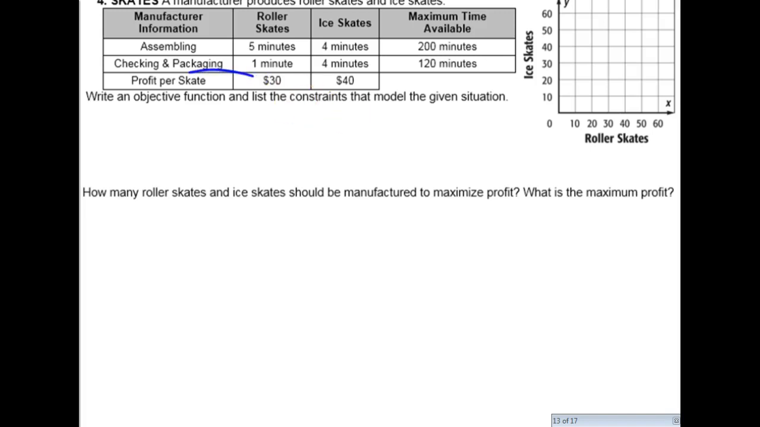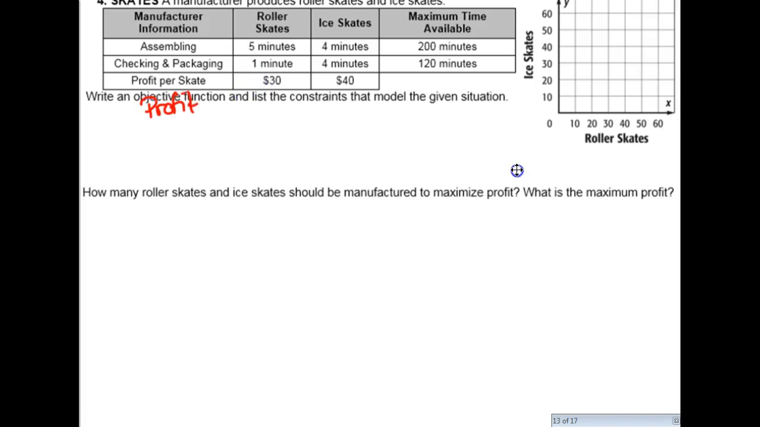So we are making ice skates and roller skates. And it tells me all sorts of things, like how long it takes to assemble and package them. It tells me how much profit I make on each product. It tells me how much time I have available because of how many workers or machines are working. So let's start with: write an objective function. Remember, that's fancy talk for profit function.